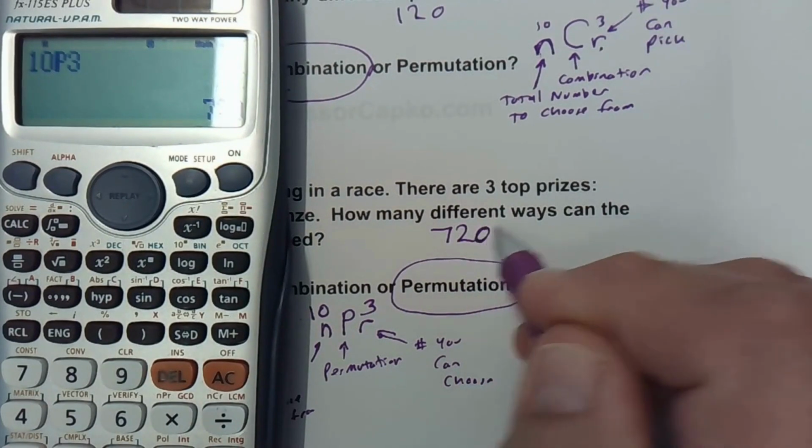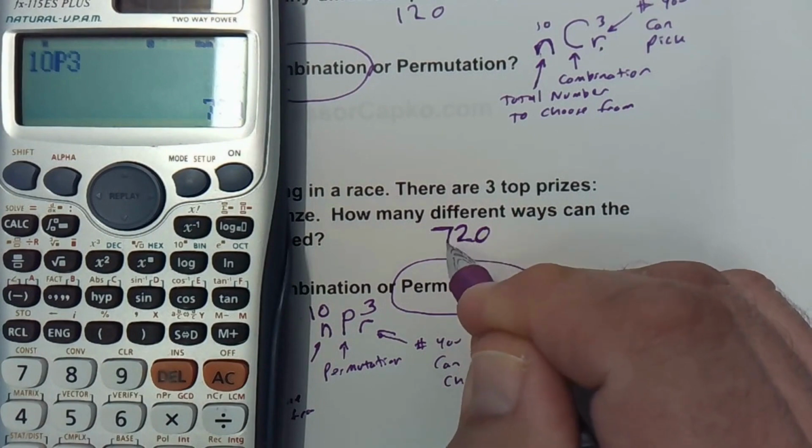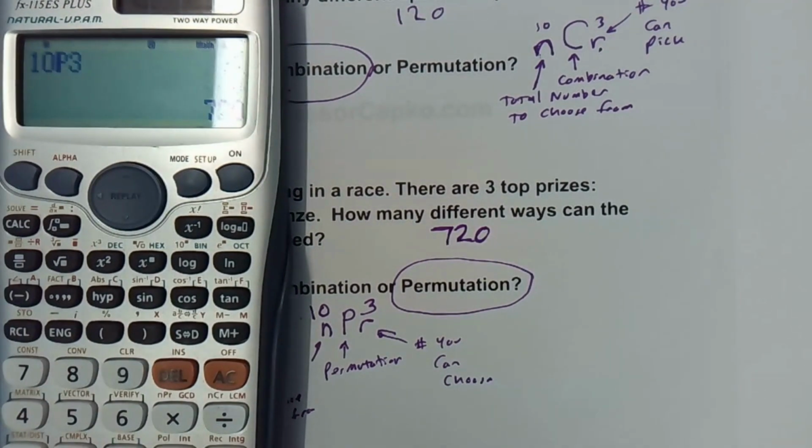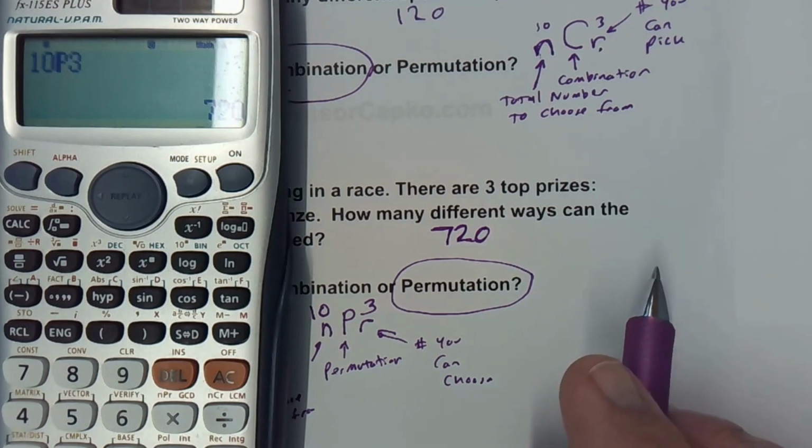So it's much more complicated, and it tells us there's 720 possibilities. So that's what I have for you today. That's the easy way to calculate combinations and permutations and to know the difference.